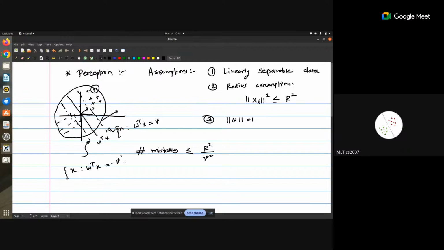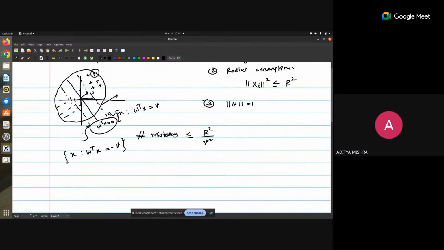So these are the two lines. This line is W transpose X equal to 0. But is the distance from the origin to the line W transpose X equal to gamma? The distance is not necessarily gamma. If norm of W is equal to 1, then it is gamma.